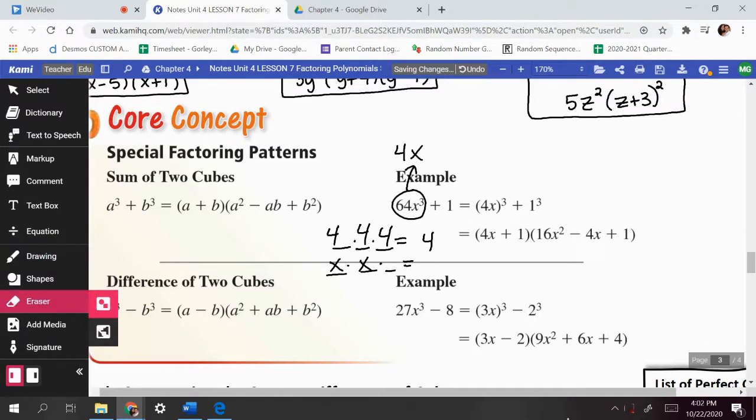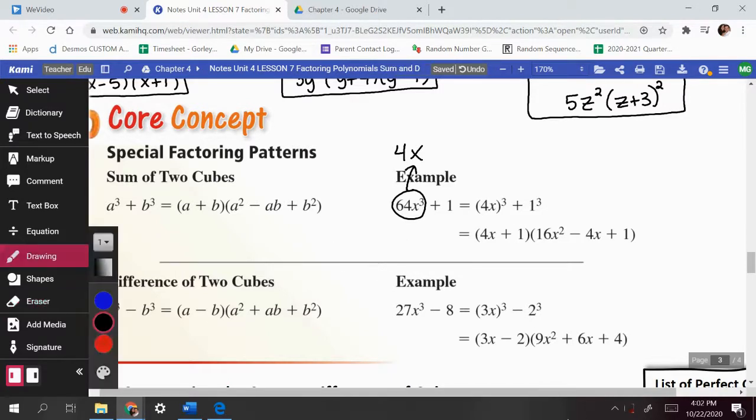If I want to know what 1 is a perfect cube of, think what times what times what equals 1. That's going to be 1 times 1 times 1 equals 1. So it's a perfect cube of 1. I'd be using an a value equal to 4x and a b value equal to 1. And you can see how I plug it into my formula. Instead of a plus b, I have 4x plus 1.